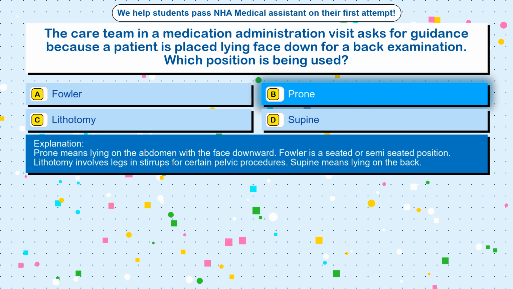Prone means lying on the abdomen with the face downward. Fowler is a seated or semi-seated position. Lithotomy involves legs in stirrups for certain pelvic procedures. Supine means lying on the back.